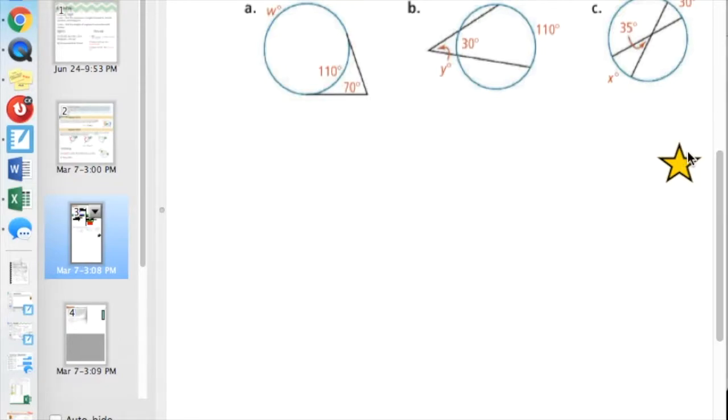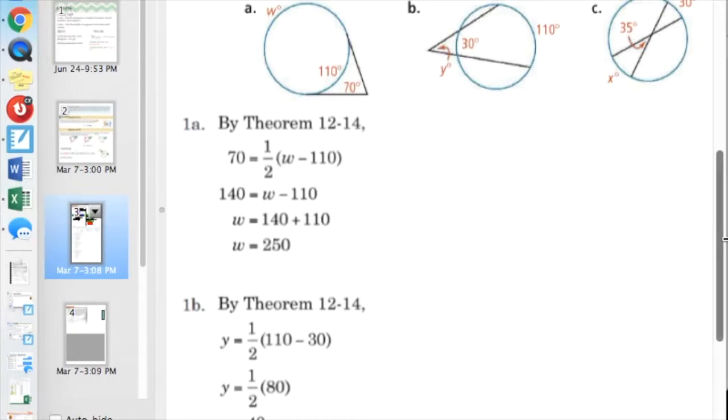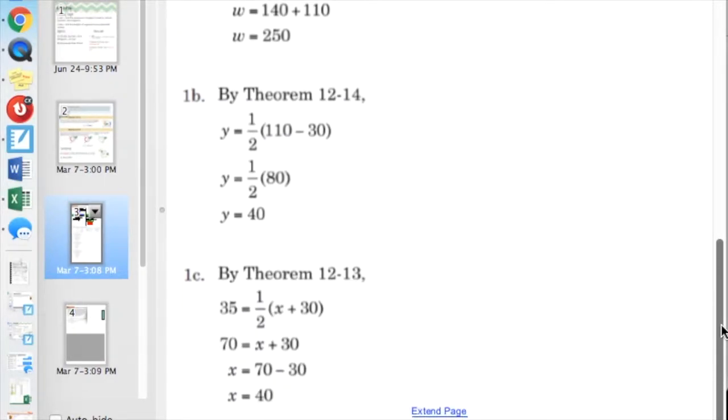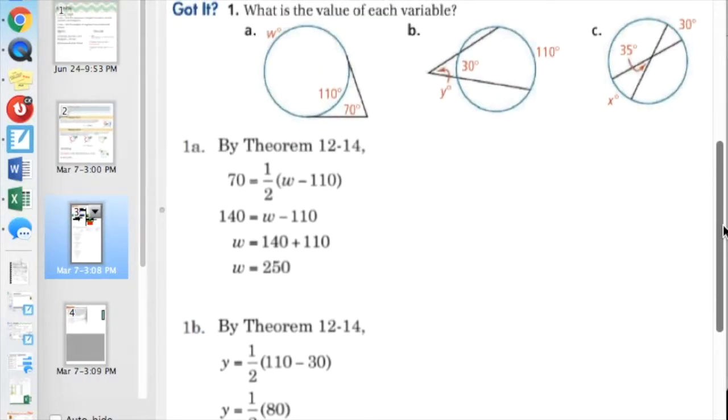All right, let's check your answers. So answers that I'm looking for, so please make sure you're checking your work. W was 250, Y was 40, and X was also 40. So please take a look and pause if you need to. I do want to point out that W could have been solved in other ways.